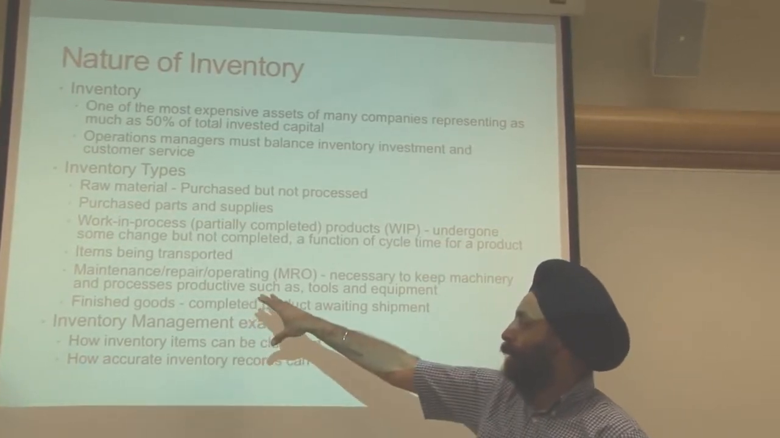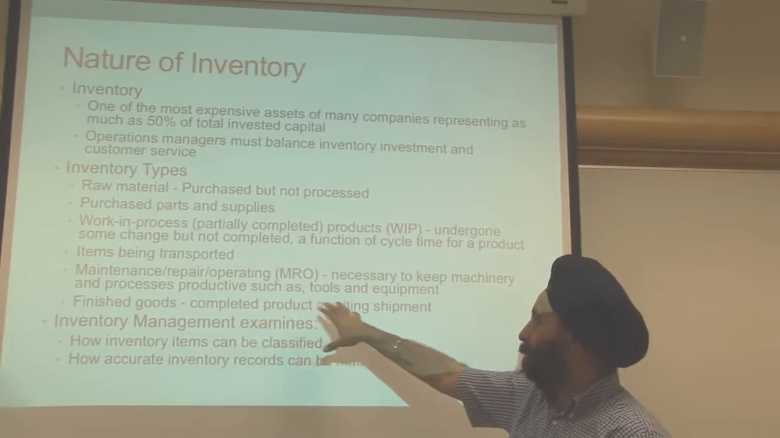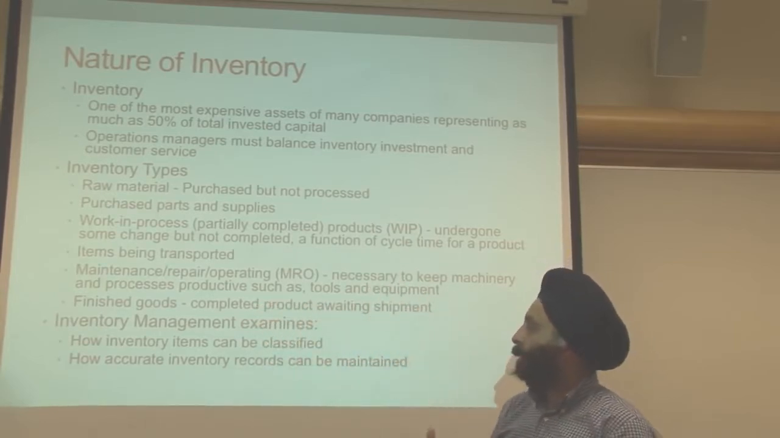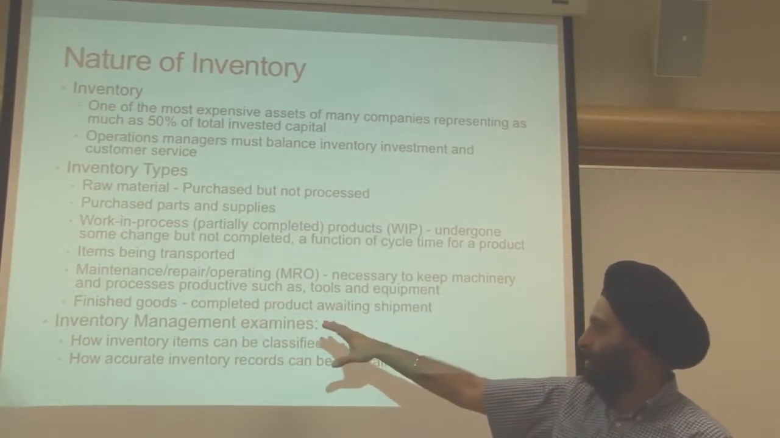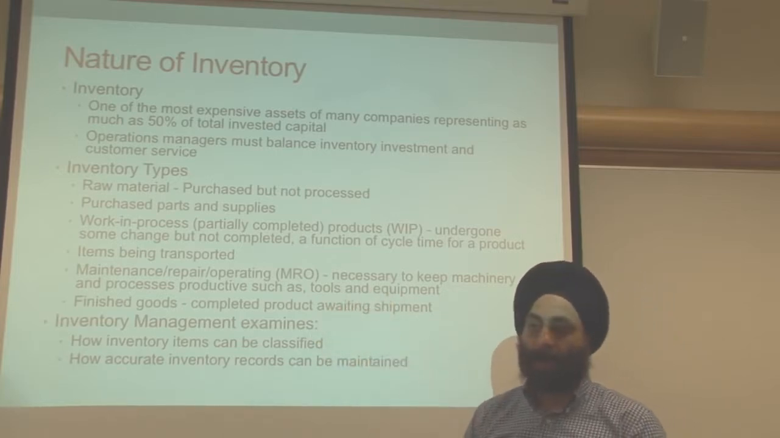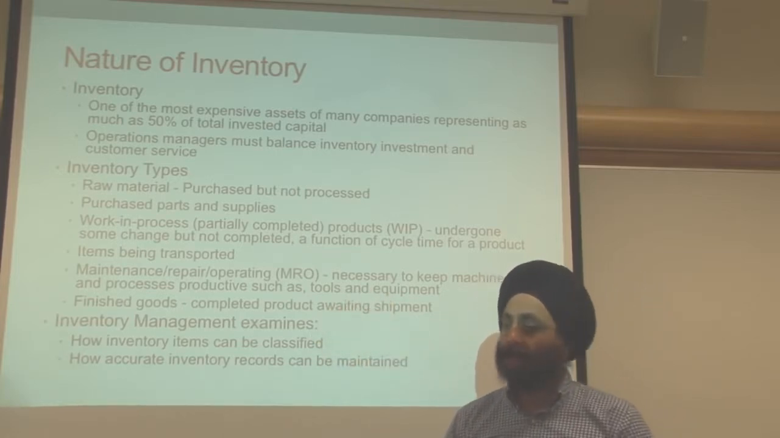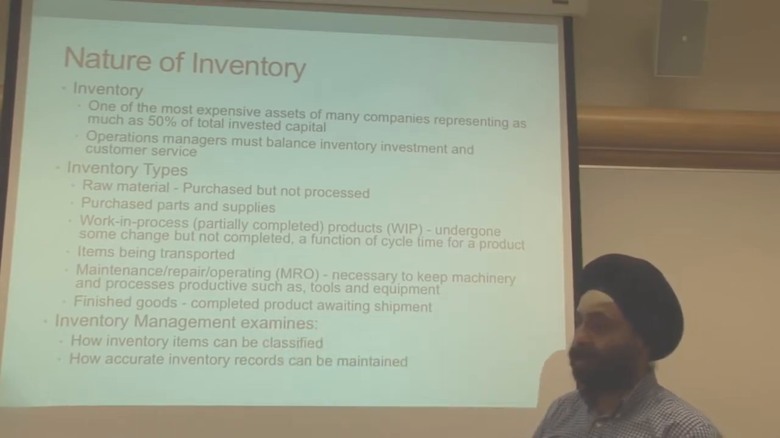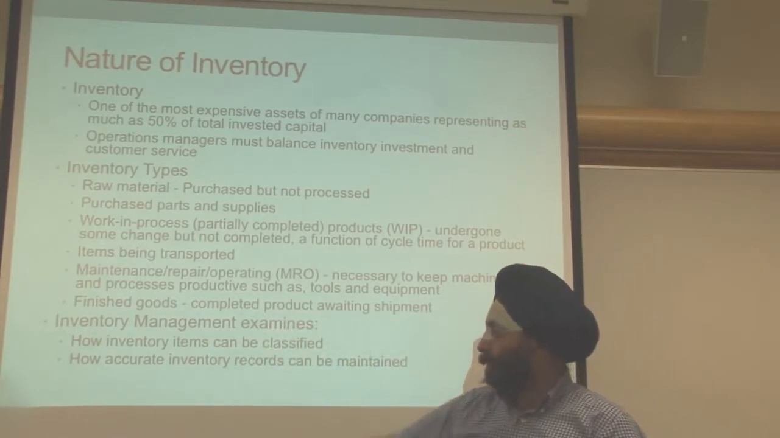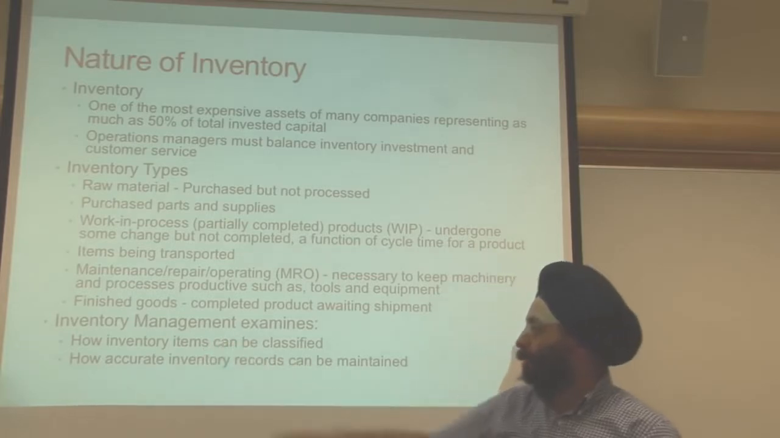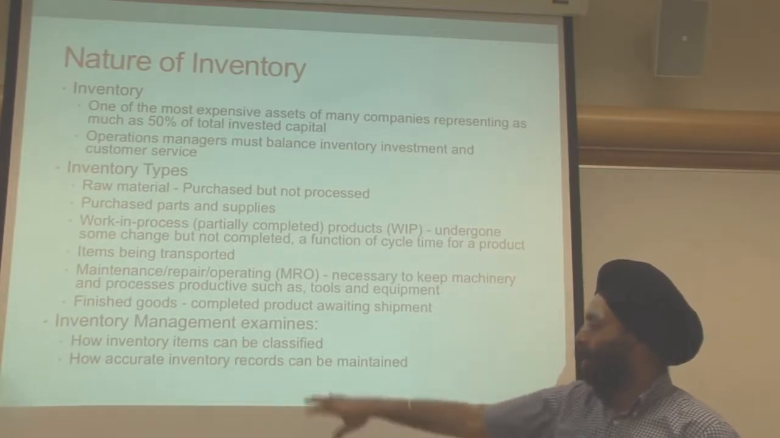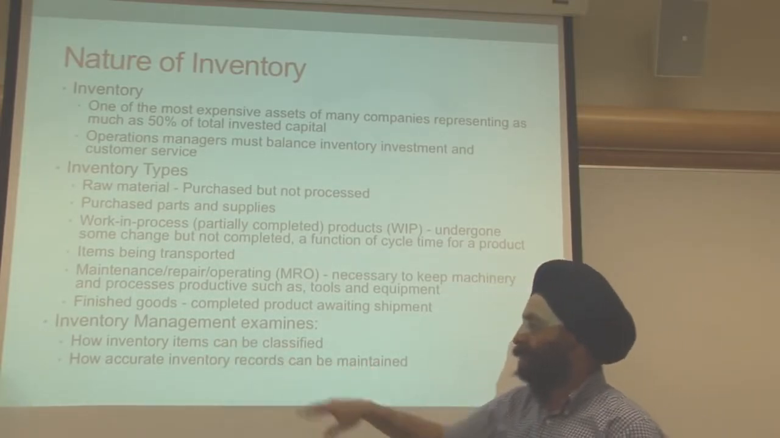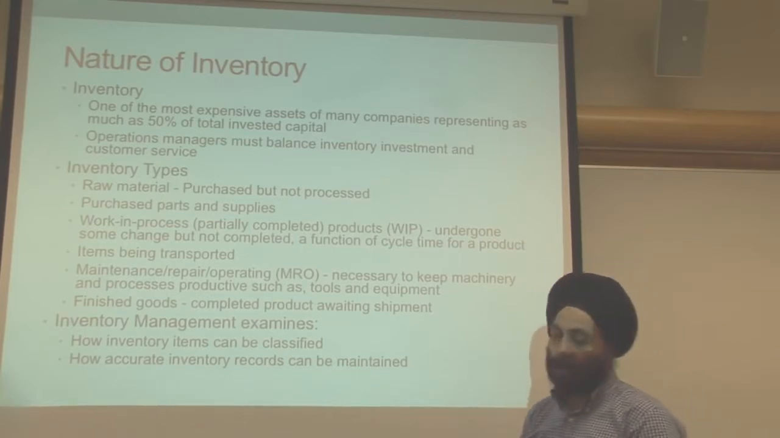Then you have MRO: maintenance, repair and operating inventory. These are necessary to keep the machinery and processes productive, such as tools and equipment that are needed, cleaning supplies, etc. And then you have finished goods, which are completed products awaiting shipment. Inventory management examines how inventory items can be classified and how accurate inventory records can be maintained.